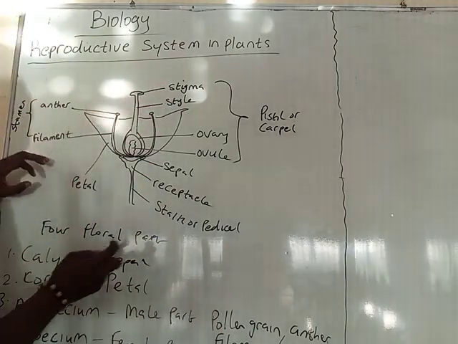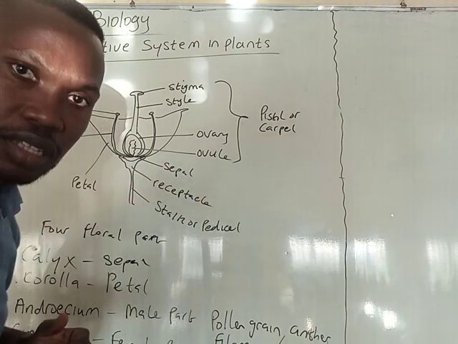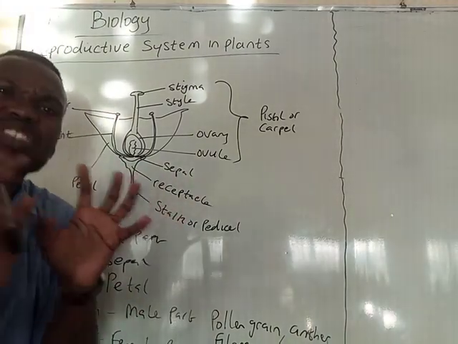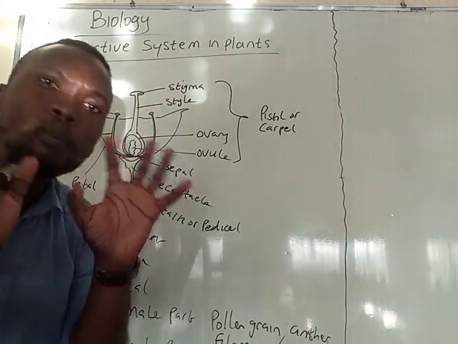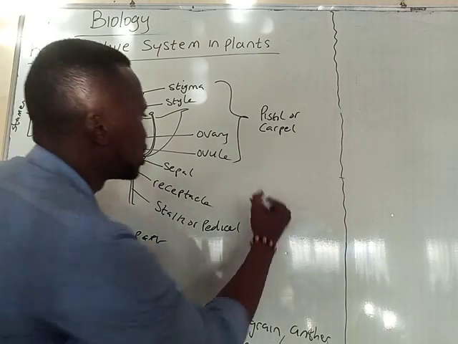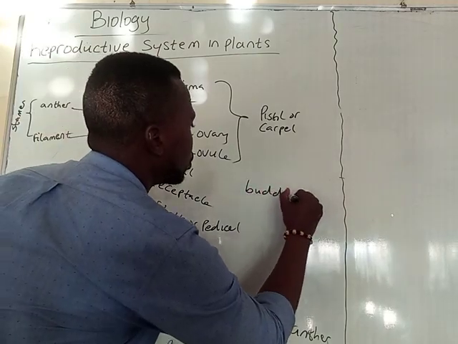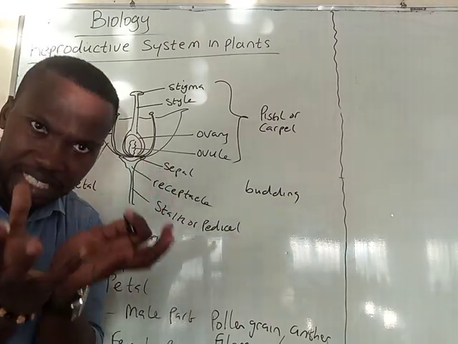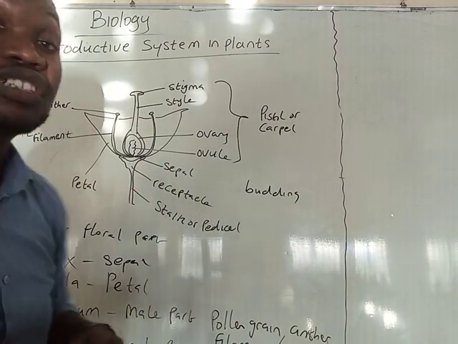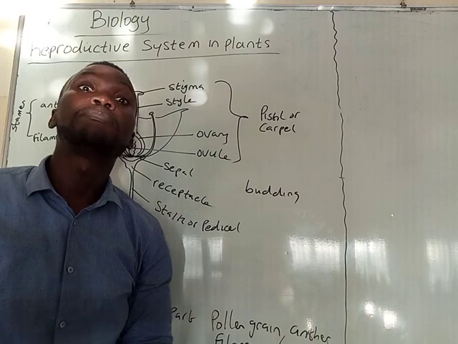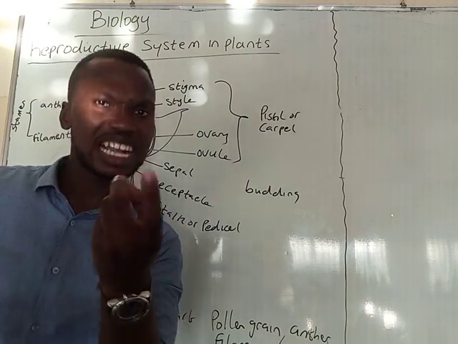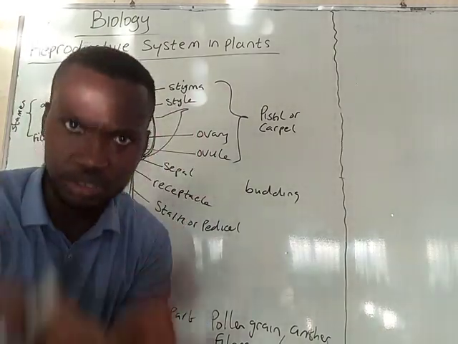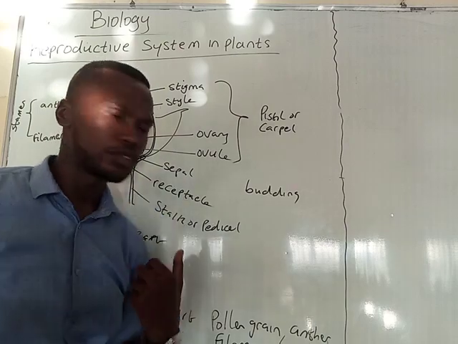Then the function of the sepal. The sepal protects the flower in its budding stage, when it's still young. It protects the petal. And also it's green in color. That means that it can perform photosynthetic activities. It can manufacture food because it's green. It possesses chlorophyll. All right.